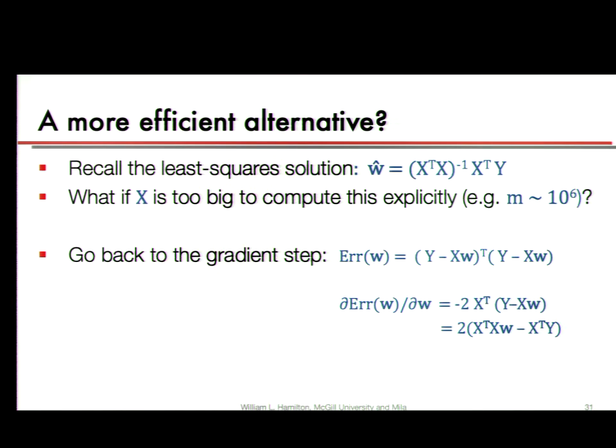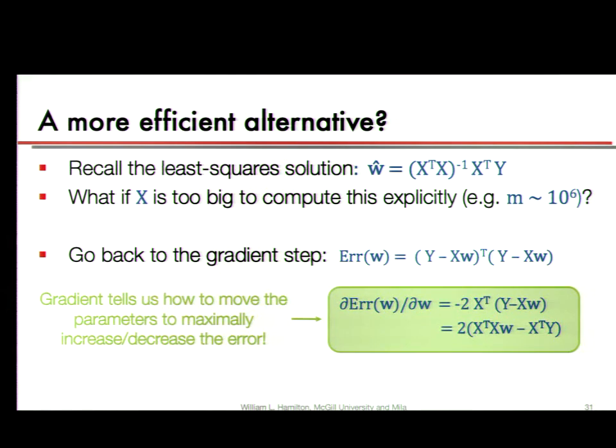We set this to 0 and solved, but now we're going to take a step back and think about the fact that this gradient actually tells us in which directions we should move these parameters so that we can maximally increase or decrease the error. Ideally we wanted to set this to 0, but if you think of it as a vector, it's pointing us in the right direction, where we should shift our parameters in order to increase or decrease our errors. Ideally, of course, decreasing our errors.